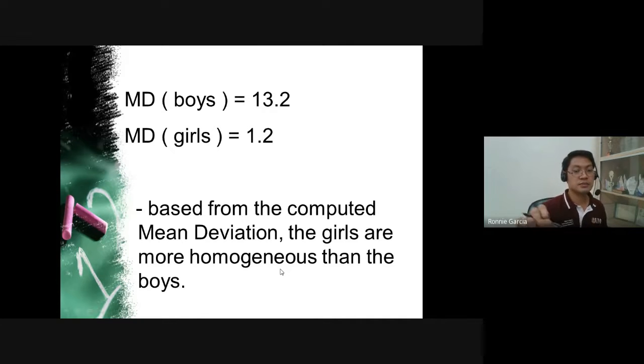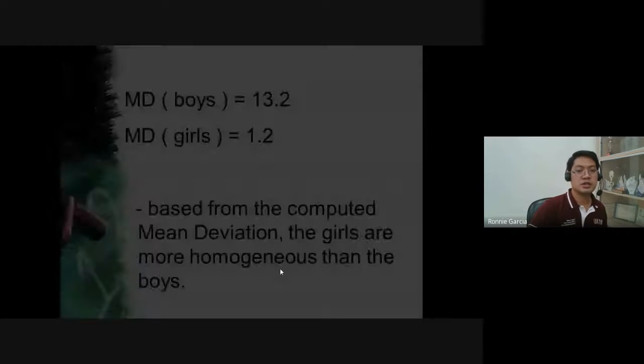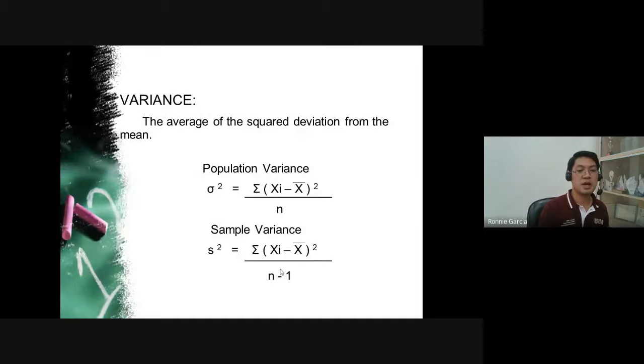Nasabtan ninyo, no? Thank you so much, range and mean deviation. We still have the third measurement, and it is known as the variance. What is variance? It is the average of squared deviation from the mean. So kung makita ninyo ang formula, pareha siya dagway sa mean deviation.